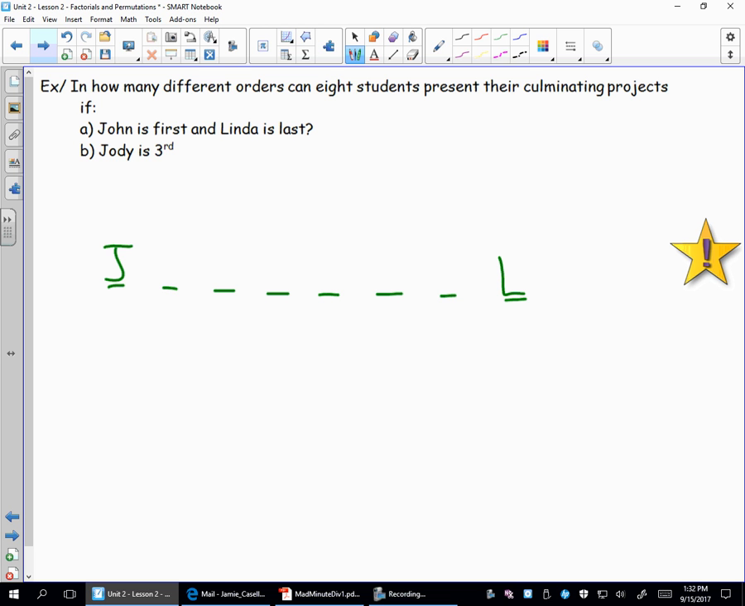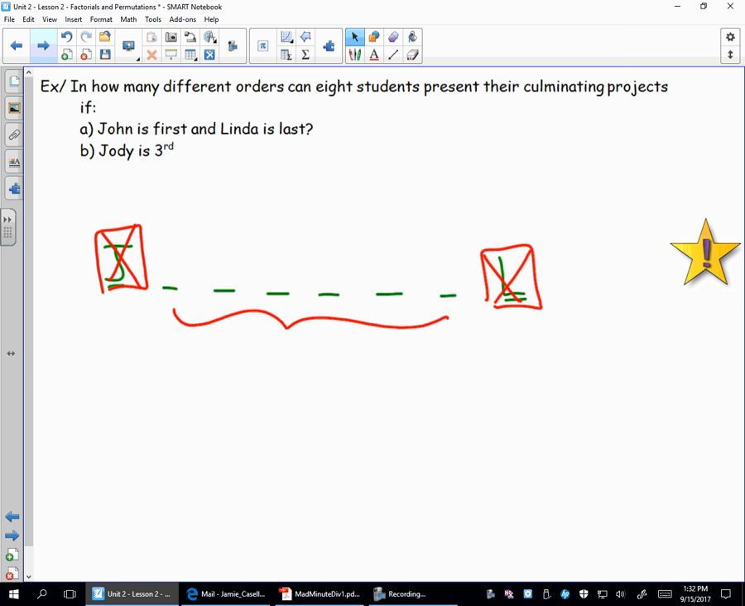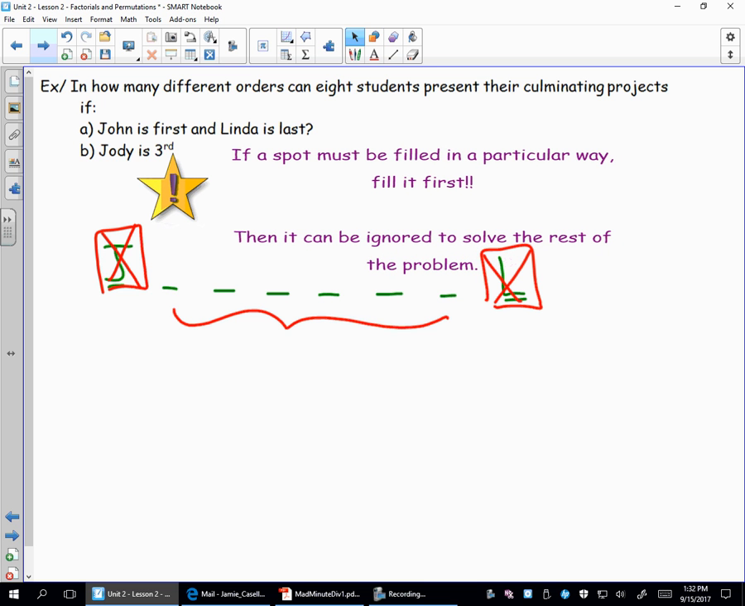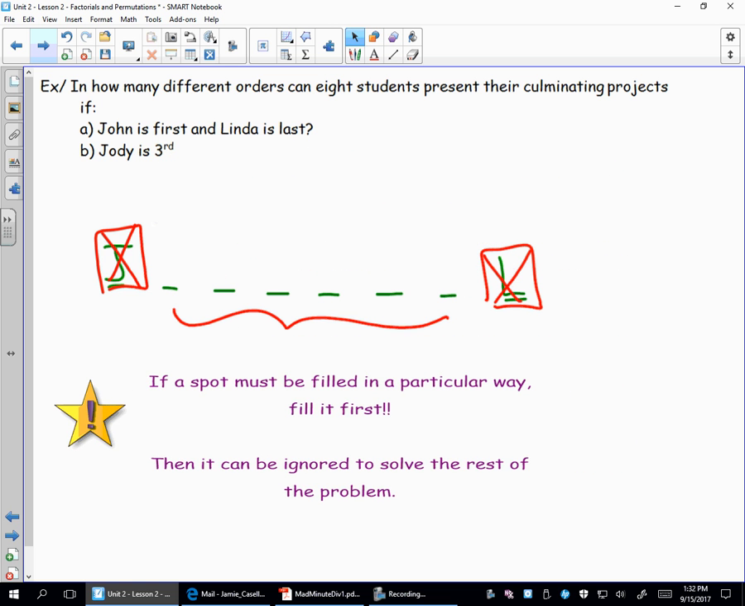Well, the idea I need you to think about here is that if John goes first and Linda goes last, those aren't really selections. Those things are kind of like they're filled in. Don't have a choice on those. All I really need to worry about is the stuff in the middle. In fact, anytime we have restrictions like this, if a spot must be filled in a particular way, fill it first. And then ignore it. Those spots don't matter. It's not like they don't even exist anymore. All we care about is these 6 spots in the middle. How many ways can I fill these 6 spots? 6 factorial. I'm filling all of them. Each person is different, and order matters.